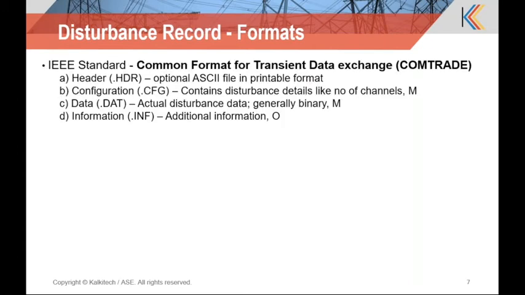Then moving on to the disturbance record format. There is a common format for transient data exchange, which is an IEEE format we commonly call the ComTrade file. It has a header, configuration, data, and information files, so 4 files can be there. 2 files are mandatory, the CFG and DAT files. So this is the common format available for the disturbance.